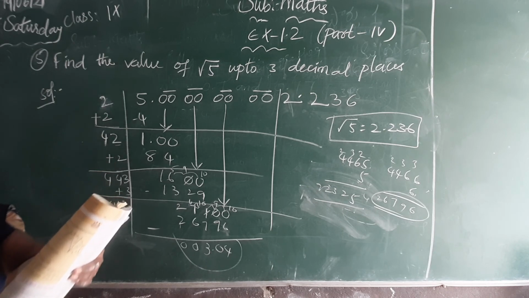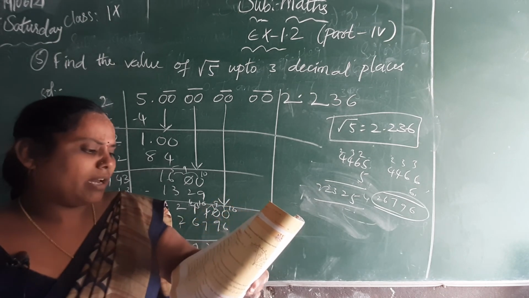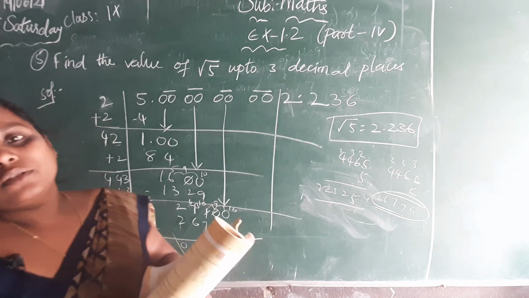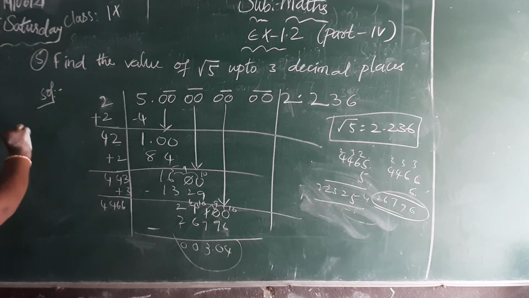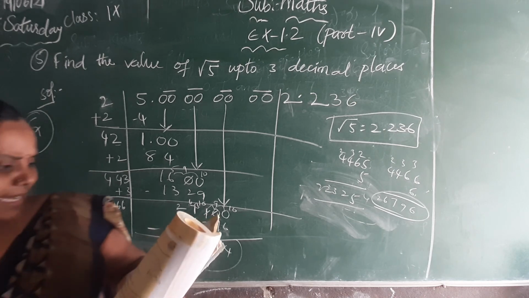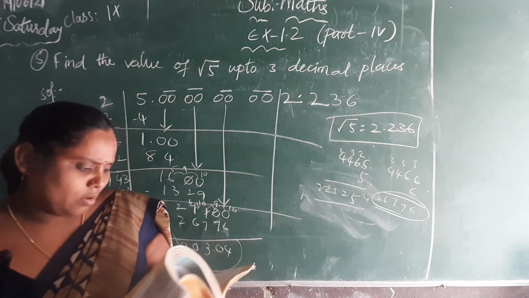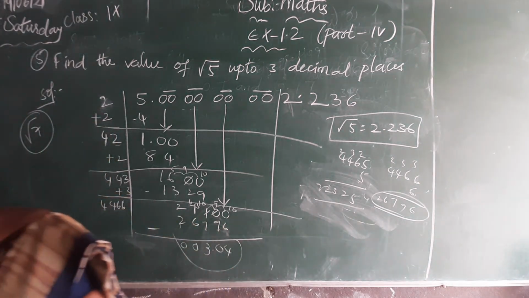Given 7th problem, find the value of root 7 up to 6 decimal places. You need to find the root 7 value the same way. You do it on your own. Okay. This is exercise 1.2 up to 6 problems. Okay.